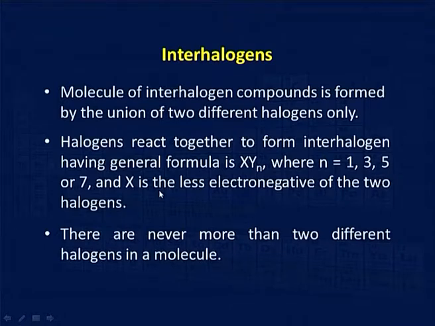Next is the interhalogen compounds. The molecules of interhalogen compounds are formed by the union of two different halogens only. The halogens react together to form interhalogens having the general formula XYn, where n is 1, 3, 5 or 7 and X is the less electronegative of the two halogens, meaning that out of X and Y, X is less electronegative. There are never more than two different halogens in a molecule. The less electronegative element is placed on the left in the formula, and naming is done straightforwardly in that sequence.